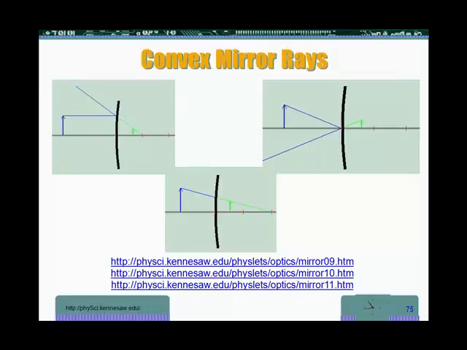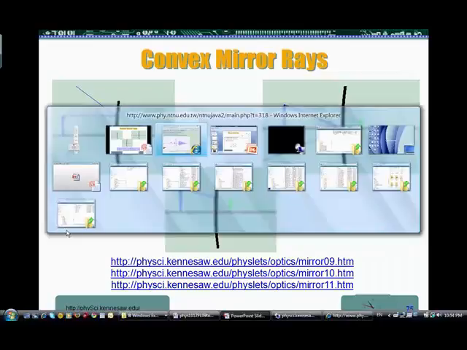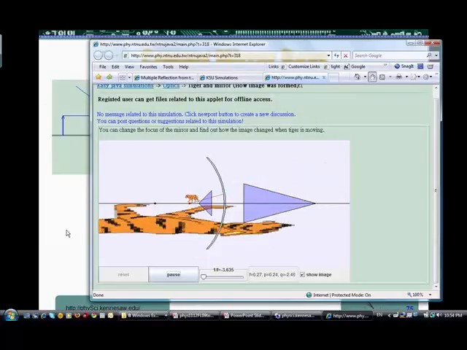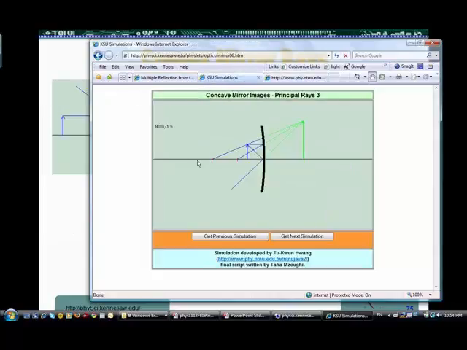What about convex mirrors? Okay, let's look at convex mirrors. Now, look here, no matter where I place my object, my image is going to be behind the mirror, upright, behind the mirror that makes it virtual, and it is upright. Notice it is always smaller than the object, no matter what I do.